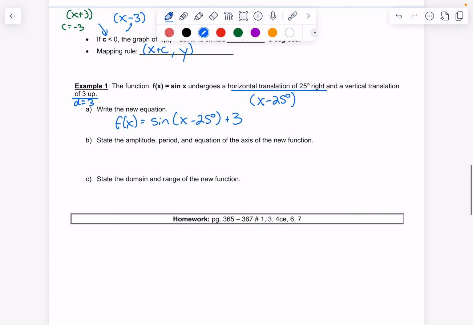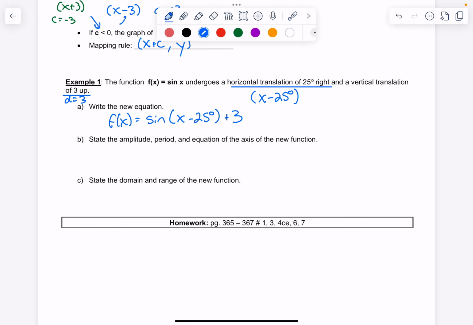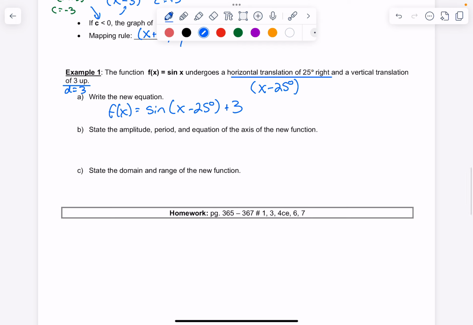State the amplitude, period, and equation of the axis of the new function. Well, your amplitude is your max and your min. So what would our max and our min be? What is the equation, the period, and the equation of the axis? So the amplitude is the max minus the min, over 2. And then the axis of symmetry, the equation of the axis, all right?